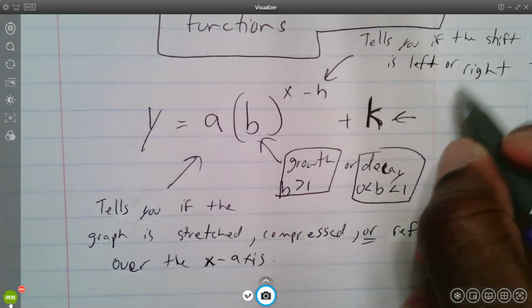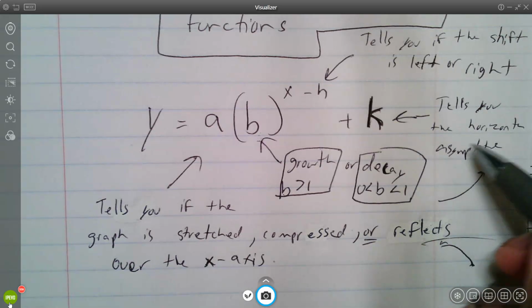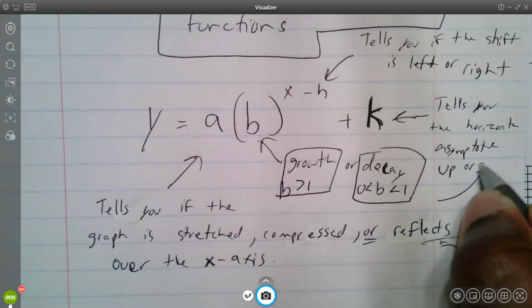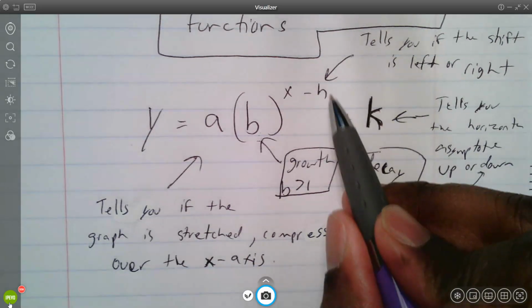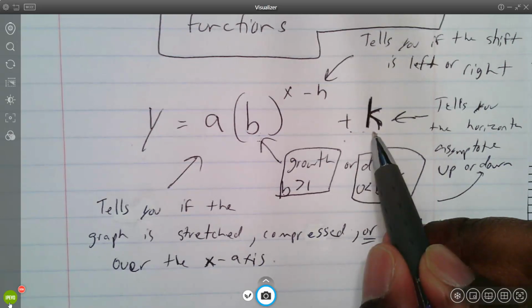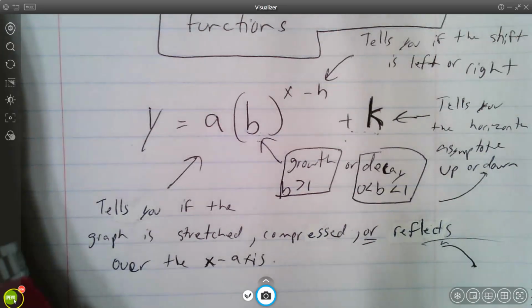And K is shift up or down, or your horizontal asymptote. So K tells you horizontal asymptote, and it also tells you whether it goes up or down. Unlike H, it does exactly as it says. Plus means it went up, subtraction means it goes down. And that's the basics of it all. Let's actually apply it now.